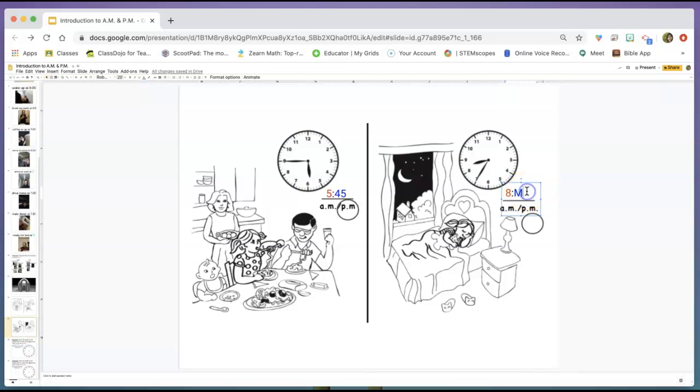Now I need to read my minute hand, which is my long hand. I have to read it a little differently. So I start at 12 and I skip count by fives. 0, 5, 10, 15, 20, 25, 30, 35. 8:35. Now, I'm getting ready for bed, and I see that it's at night, and I know that it hasn't hit 12 o'clock yet. So I think that it's 8:35 p.m.